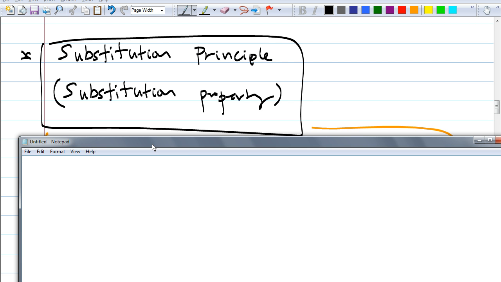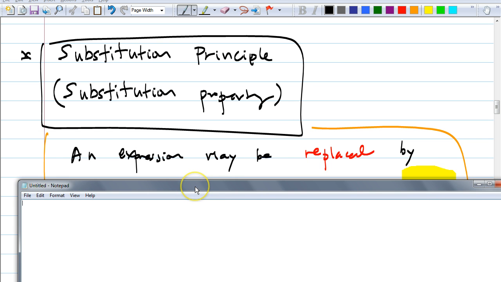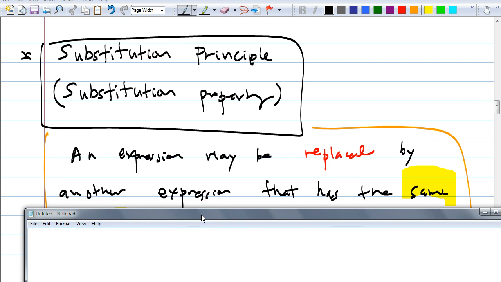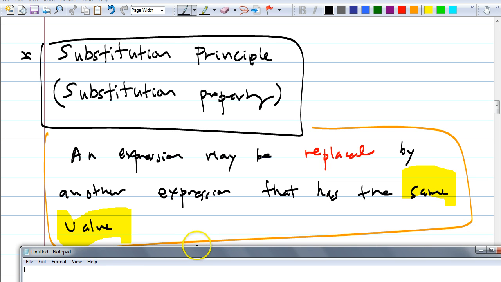So in math, when we say substitution property or principle, anybody want to guess what we mean by that? Solving by substituting. It could mean that if we're talking about an equation, but I think you're a little bit ahead of us. It's basically that an expression may be replaced, just like somebody could replace me as a substitute. An expression may be replaced by another expression that has the same value. Obviously, if they don't have the same value, you can't really replace it. So when you replace an expression with another expression that has the same value, we call that a substitution property.